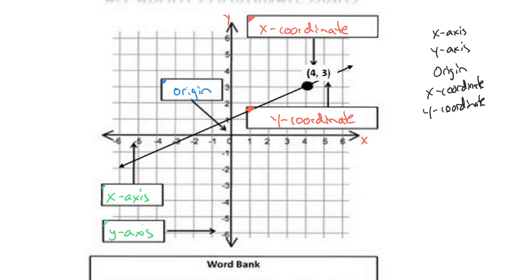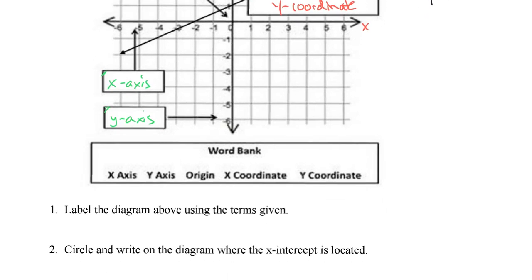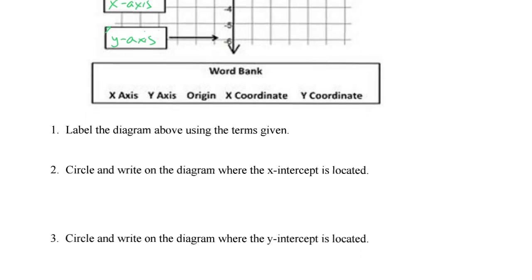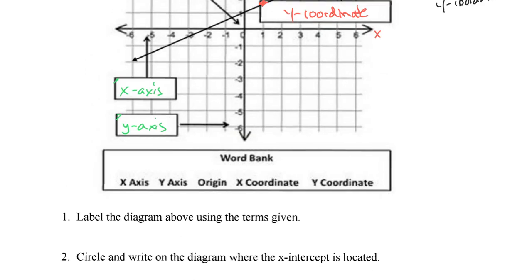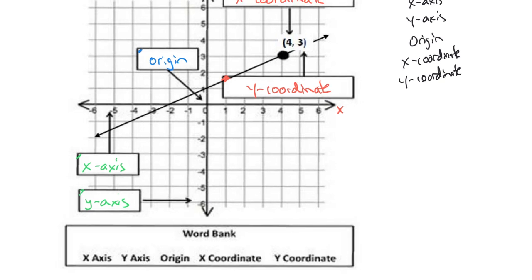Now, there are some questions below this that are going to ask us to look back at what's going on up here. The first question says, label the diagram using the terms given above. Well, we've just done that. This next one says circle and write on the diagram where the x-intercept is located. Now, what they're referring to is the line. So let's highlight that line. They're talking about this line right here.